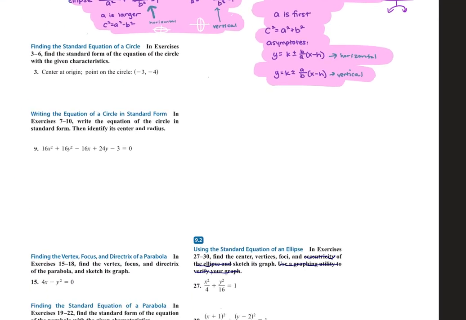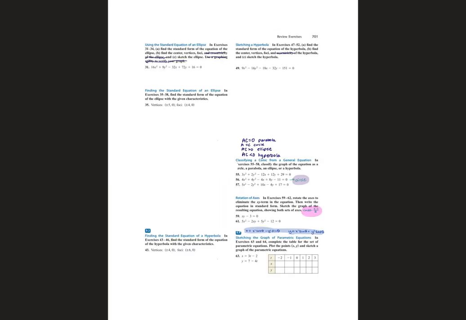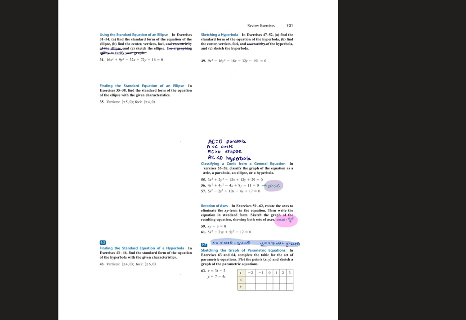So then in this, you get your review of circles, you get your review of parabolas, you get your review of ellipses. I did take off eccentricity. It's not there, so you don't have to worry about it. You get your review of hyperbolas all the way up to 49.